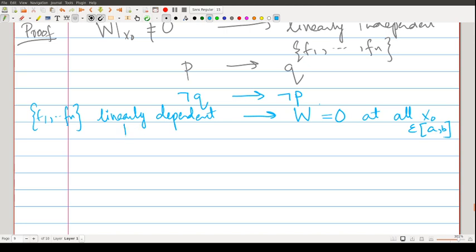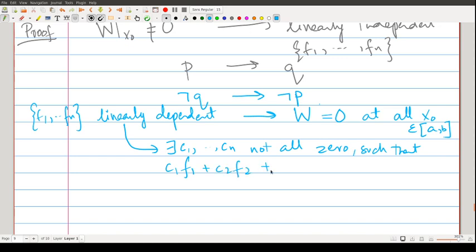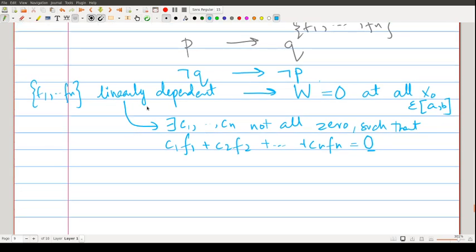So we start off from this statement. We say that f1 up until fn are linearly dependent, and that tells me there exist C1 up until Cn, not all 0, such that C1 F1 plus C2 F2 plus up until Cn Fn is equal to 0. This is the definition of vectors being linearly dependent, right?